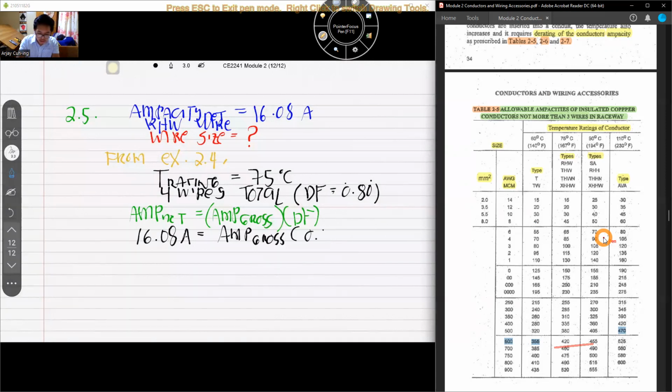Times yung 0.8 natin class na rating factor. So with this class, we'll arrive with a gross ampacity equal to 20.1. Okay. So gamit class, since alam na natin kung ano yung ampacity gross, gamitin na natin class yung table 2.5.